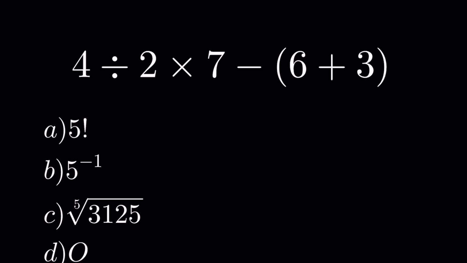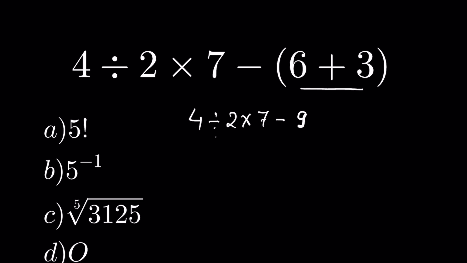So first we will solve the parenthesis. So we'll write all other operations as it is. 4 divided by 2 times 7 minus (6 plus 3 is 9). Once you did the operation, we will remove the bracket. We write 9. Now there is division, multiplication and subtraction.